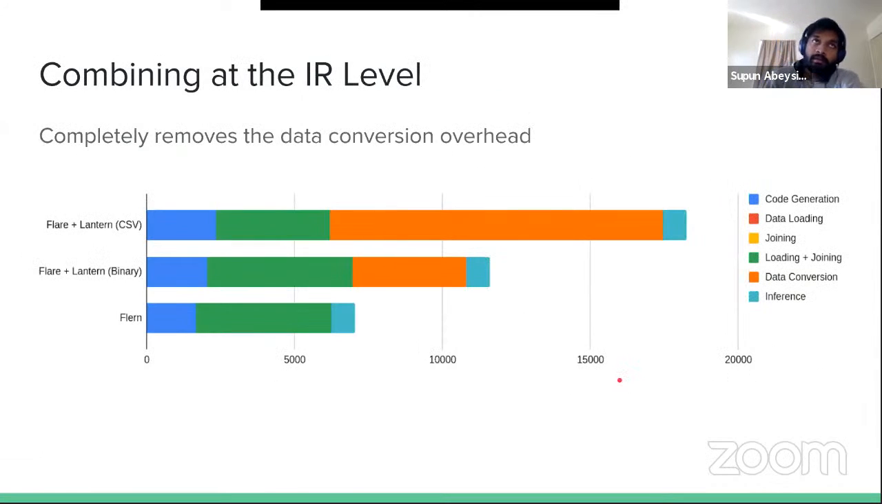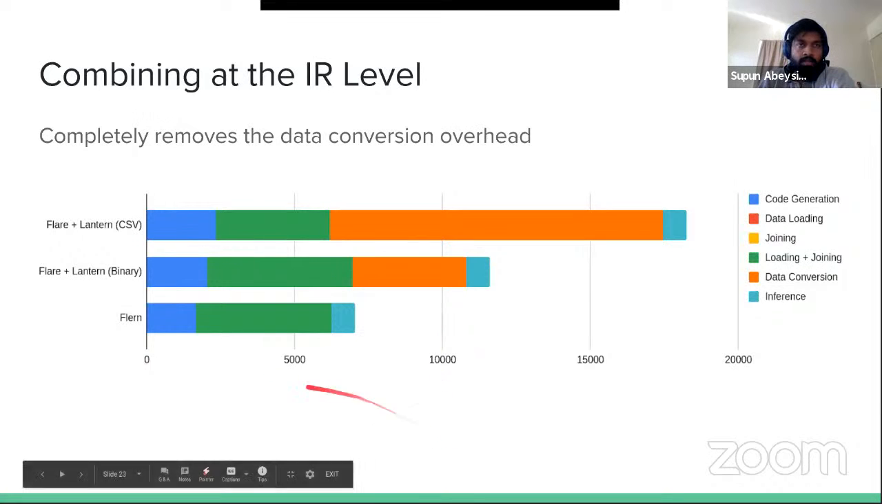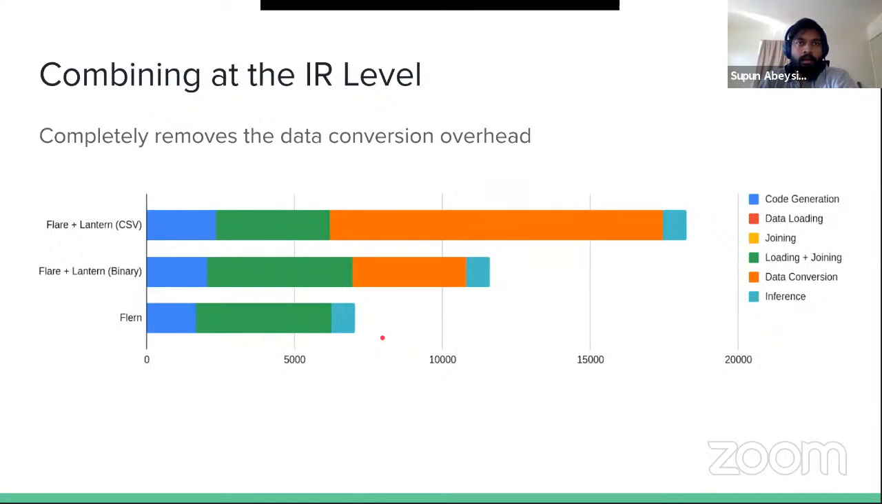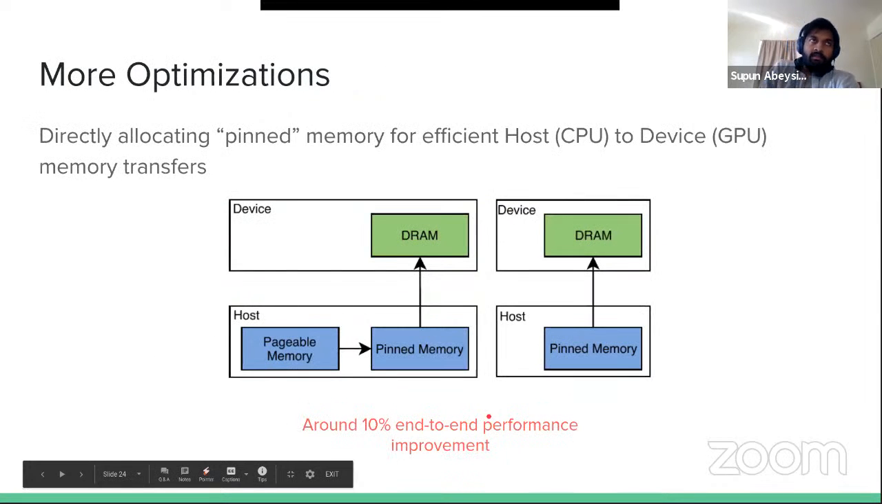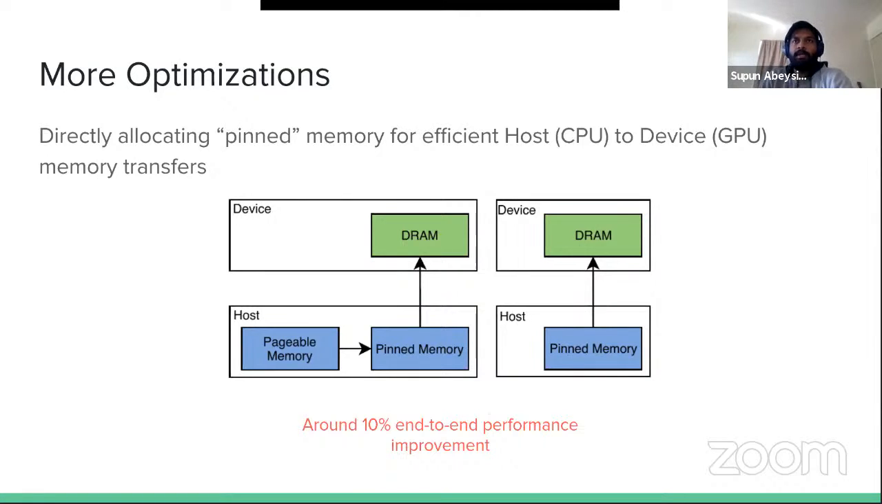So when we combine these two systems at the IR level, we can see that this overhead of data conversion or data transfer is eliminated, and we get a significant performance gain by building a single end-to-end pipeline. And can we do more optimizations? This is particularly for the case where we execute things in the GPU.